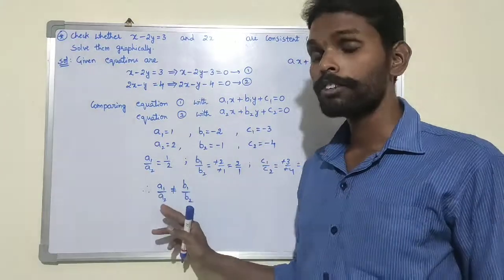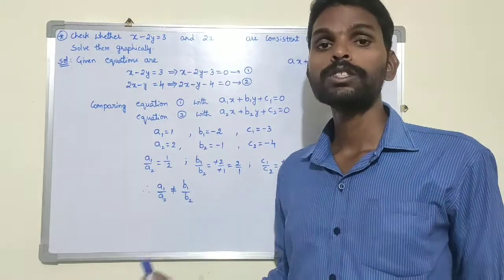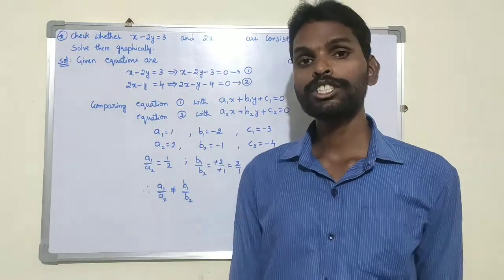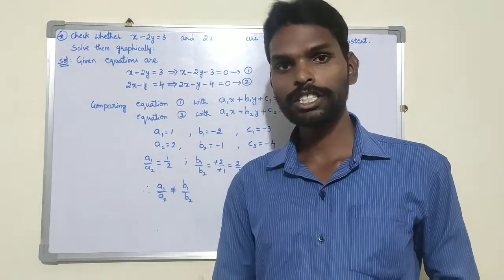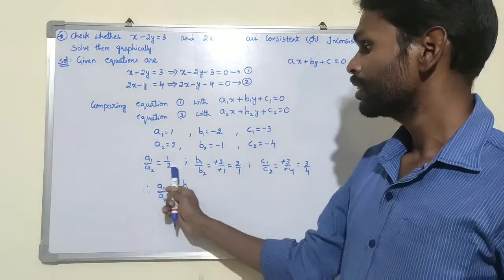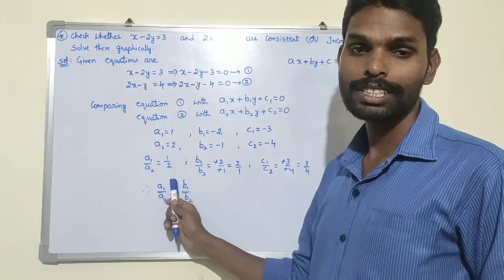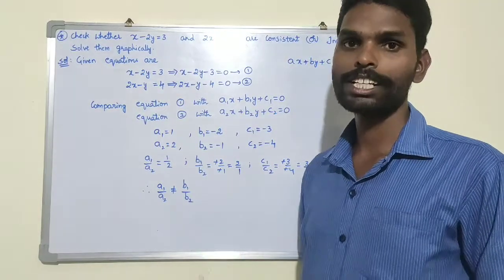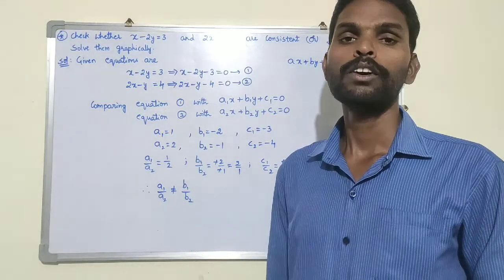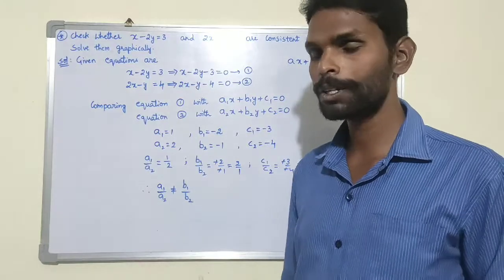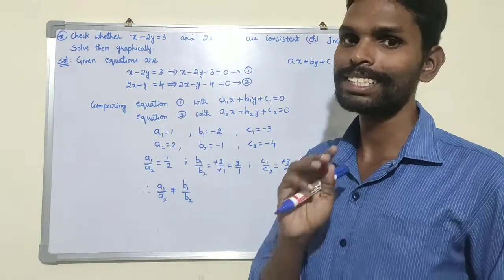So, I got A1 by A2 not equal to B1 by B2. So, it is intersecting lines, and the line equations for which a solution is possible are always consistent. Intersecting lines means two lines meet at one point. One point means exactly one solution is possible. As a solution is possible, these equations come under consistent.